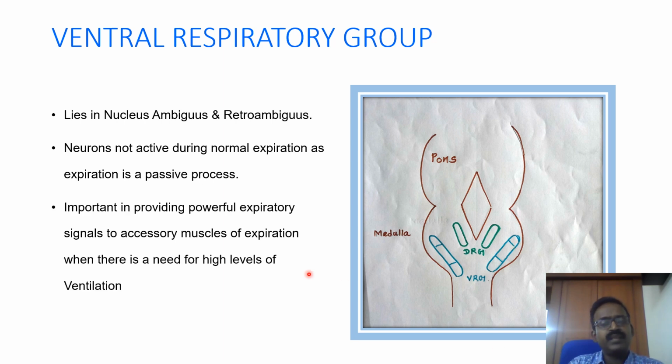They are important in providing powerful expiratory signals to the accessory muscles of expiration when there is a need for a high level of ventilation. So it mainly controls forceful expiration.